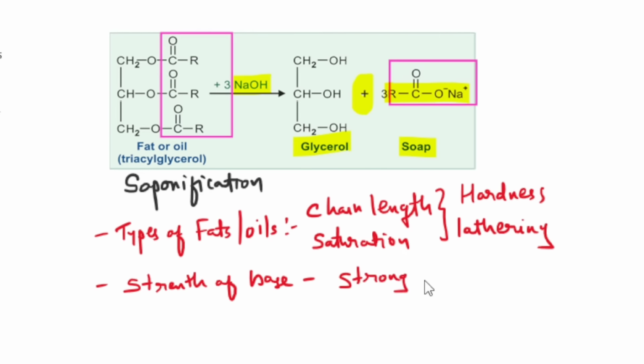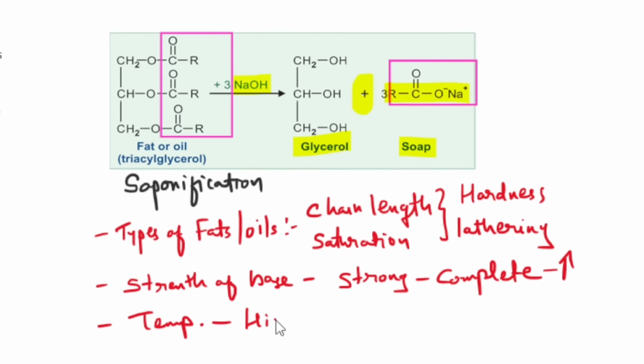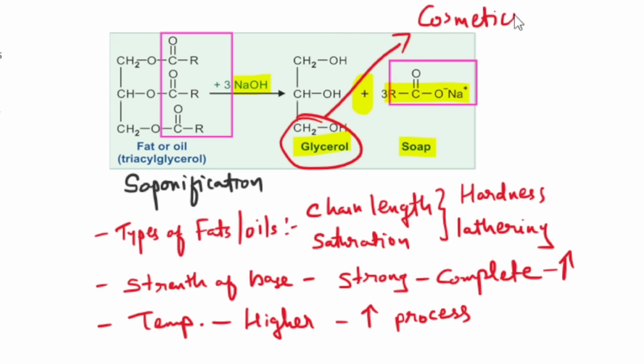Stronger bases like sodium hydroxide promote a more complete reaction, leading to a higher soap yield. Third is temperature. Higher temperature can accelerate the saponification process. The leftover glycerol from soap making can be used in various industrial applications like cosmetics or pharmaceuticals.